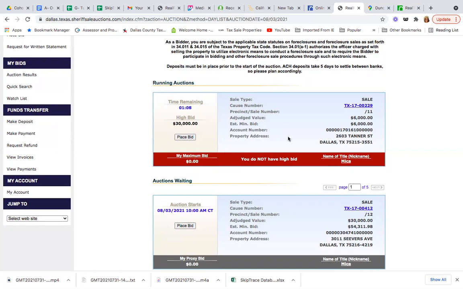Say you're at work or you have errands to run that day, and you've done your due diligence and reviewed the property. You could basically set what your max bid would be and leave it. If someone outbids you, they outbid you. If they don't, then you automatically get that property for whatever the minimum bid is, or if someone bids over you, it would just go in increments.